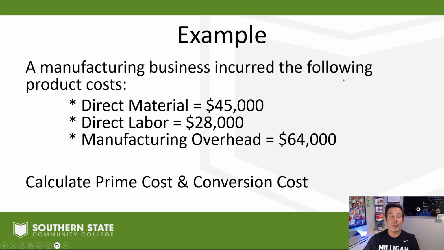Manufacturing business incurred the following product cost. We got material, labor, and manufacturing overhead. Your job, calculate prime cost and conversion cost based on what I told you. You can go back, replay the video if you need to, because it's not 1985 anymore and we don't rewind anymore. But you can pause the video, do your work, and we'll come back and check your numbers.